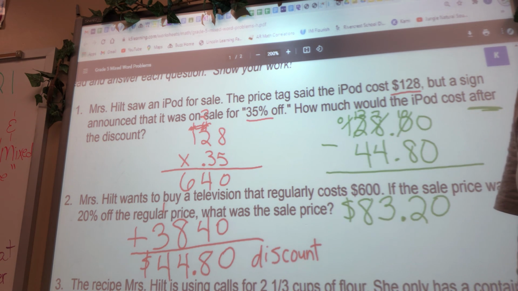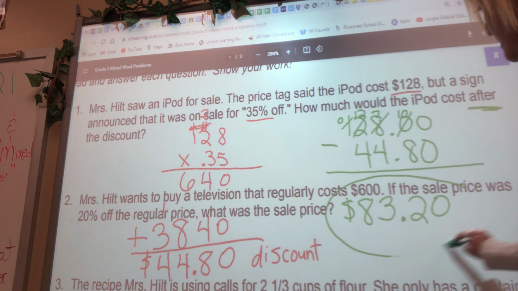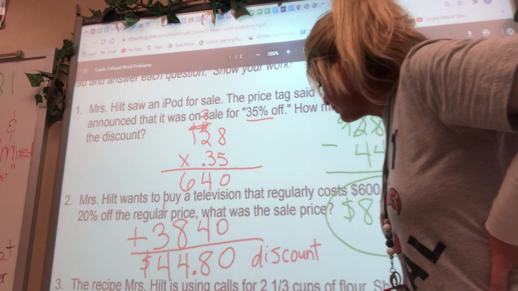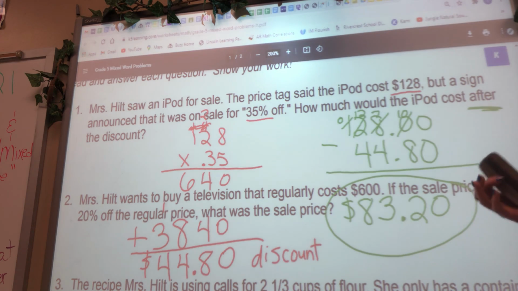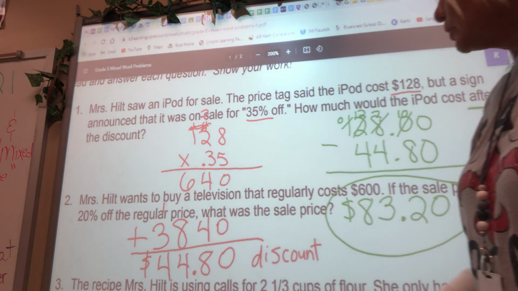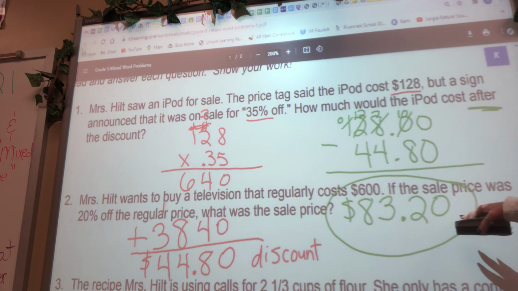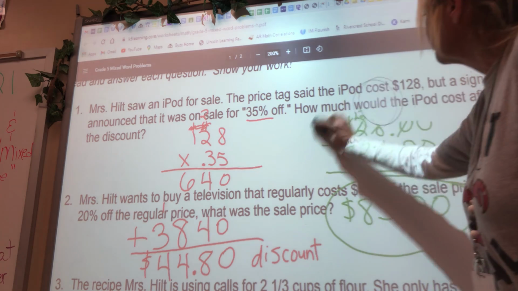So the amount after the discount is $83.20. So just be careful, make sure you see what they're asking you for. You had to calculate the discount, but then they wanted to know the price after the discount.